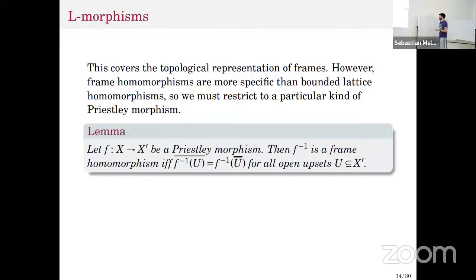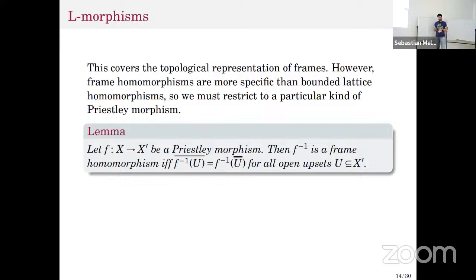I don't want to go into the details of this, but if you have a Priestley morphism, you can show that the dual map is a frame homomorphism if and only if it commutes with closure and the inverse image for all open upsets. So it doesn't need to do it for all sets, just for open upsets.